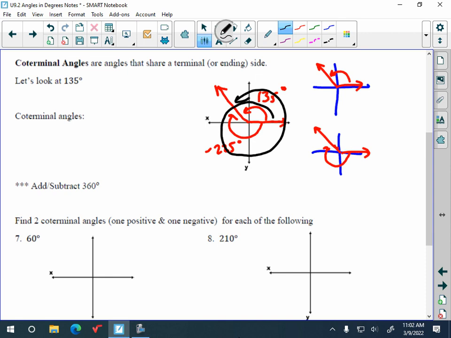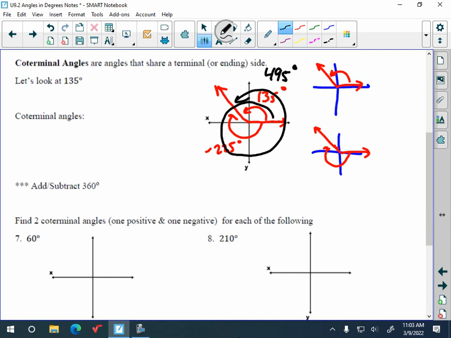So what would this angle be then? It would be 360 plus an extra 135 degrees. So that angle, whatever that is, 360 plus 135, 495. So a 495-degree angle starts and ends at the exact same spot that a 135 and a negative 225 start and end at. It's just the measurement's different.